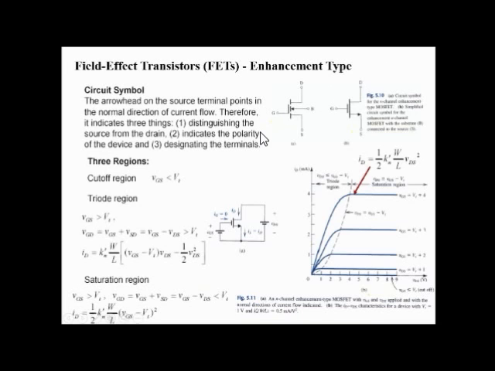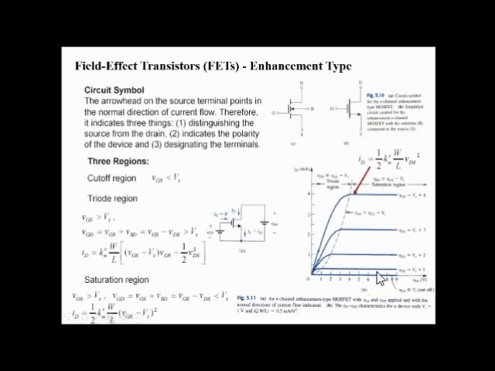Now there are three regions: cutoff region, triode region, and the saturation region. So in case of cutoff region, the gate source voltage is less than the threshold voltage. So what happens in this case is the gate voltage is not able to reach the threshold voltage and it is still less. So this is the cutoff region.